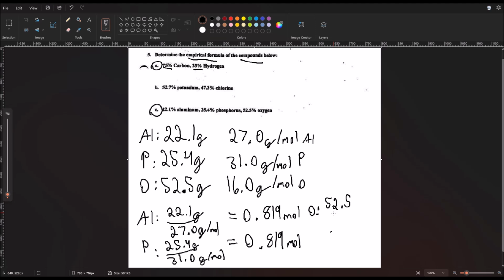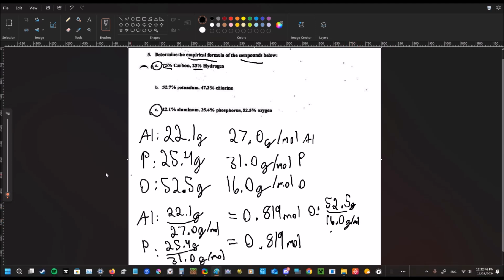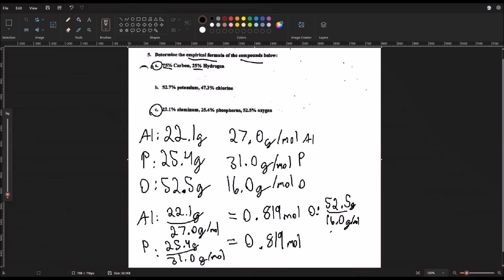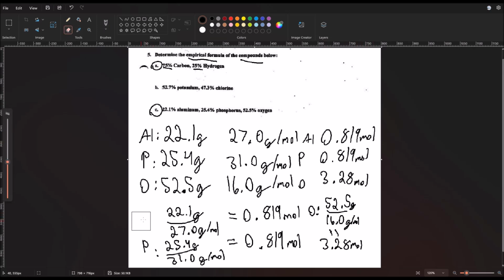And then finally for oxygen, we're going to do 52.5 grams divided by 16.0 grams per mole. And that will give us, so I'm going to write it down here, 3.28 mole. So let's transcribe these onto the side so we have them. So 3.28 mole, 0.819 mole, and 0.819 mole. Awesome. Now let's go to our final step.